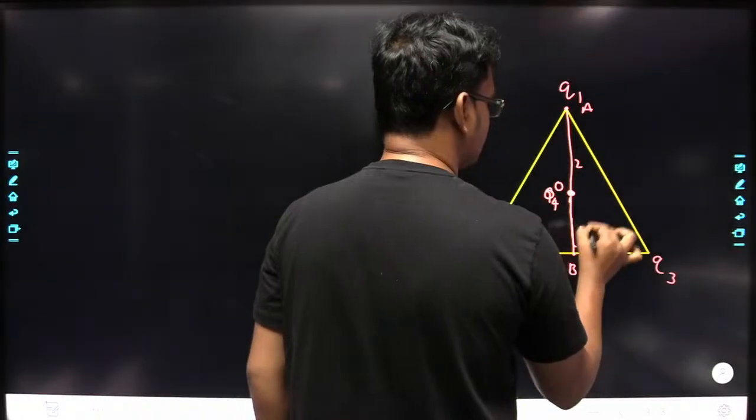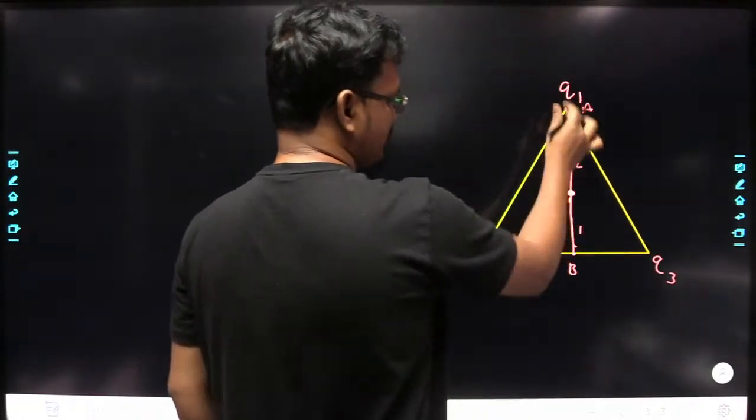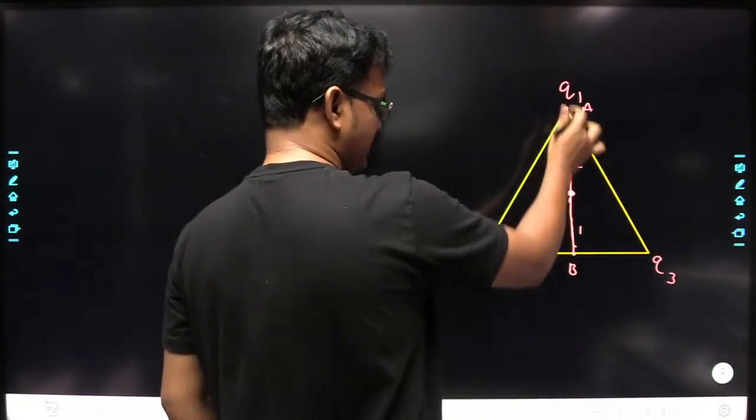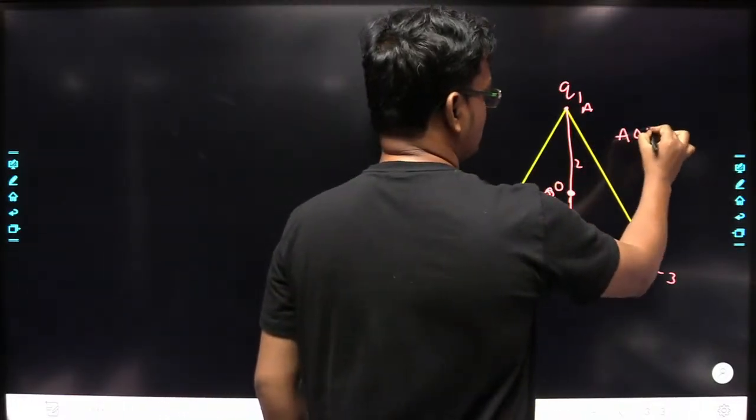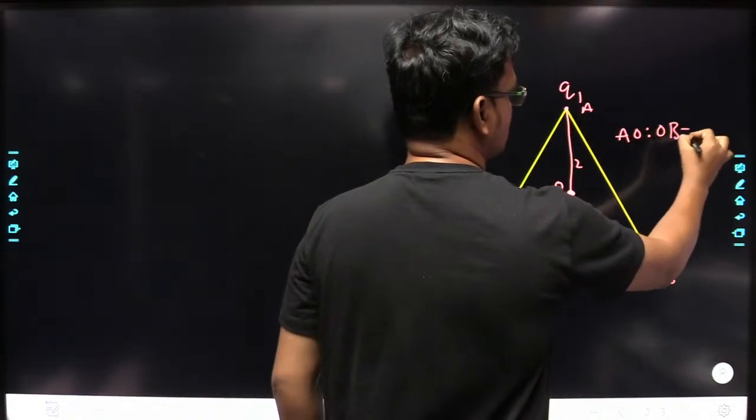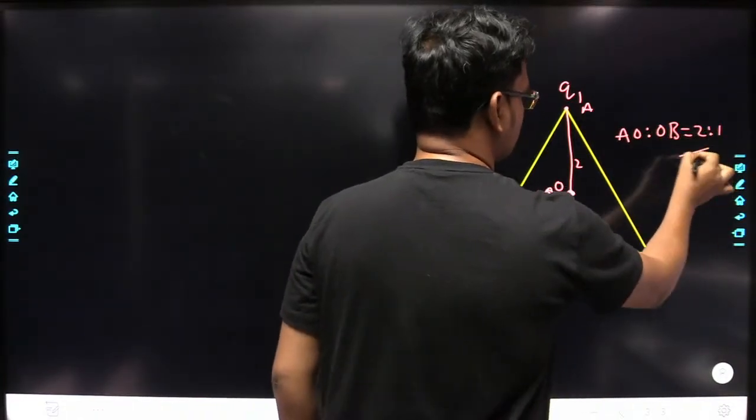Always, this centroid will divide this AB in a 2:1 ratio. So AO is to OB is equal to what? Equal to 2:1, right?